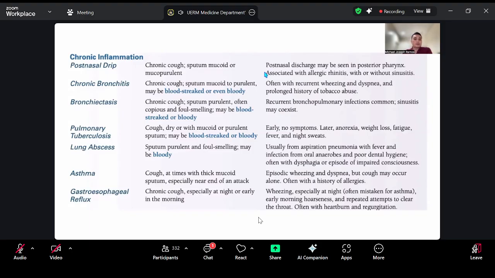Lung abscess arises from the progression of aspiration pneumonia, most commonly due to oral anaerobes. Patients can be febrile with other systemic symptoms, and risk factors for the formation of lung abscess would include poor dental hygiene, chronic alcoholism, and impaired consciousness, which all increase the risk of aspiration. Sputum is typically purulent and can be foul-smelling for lung abscess.